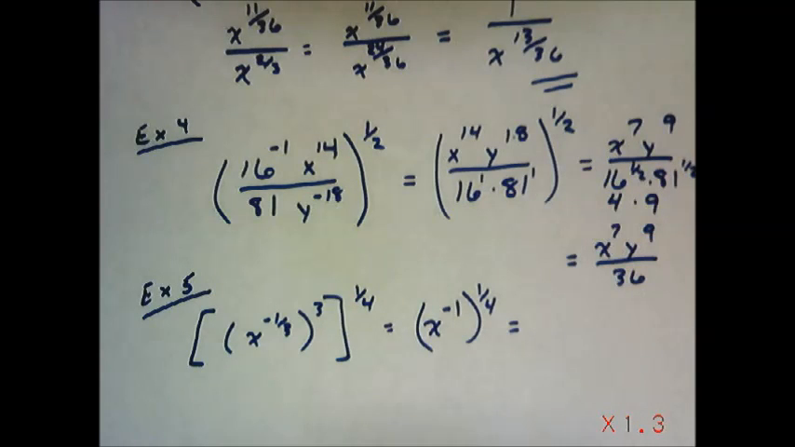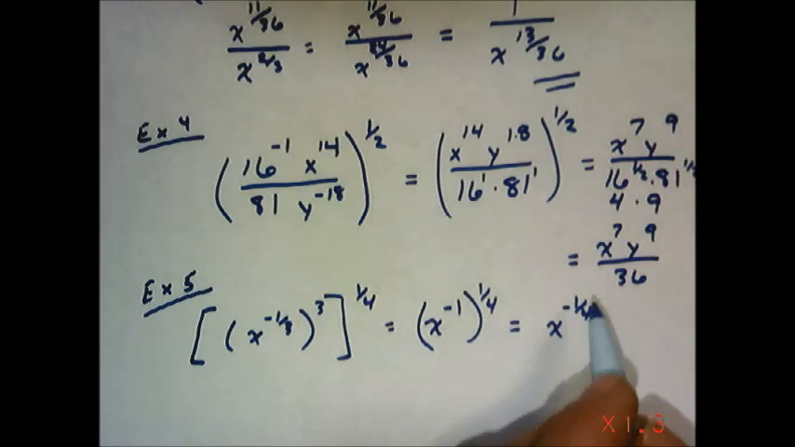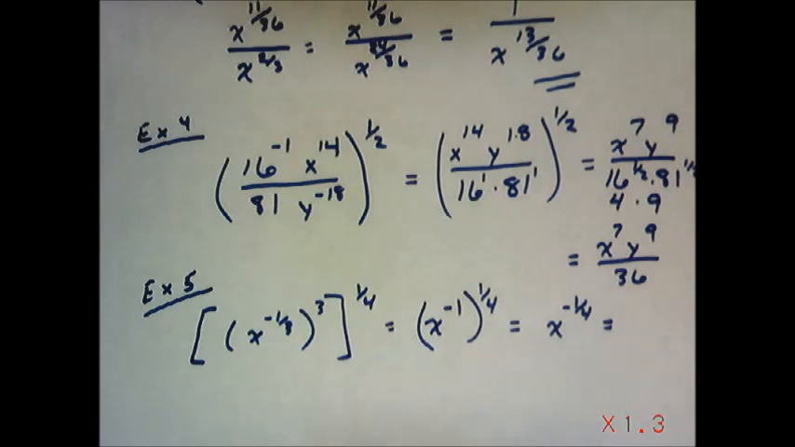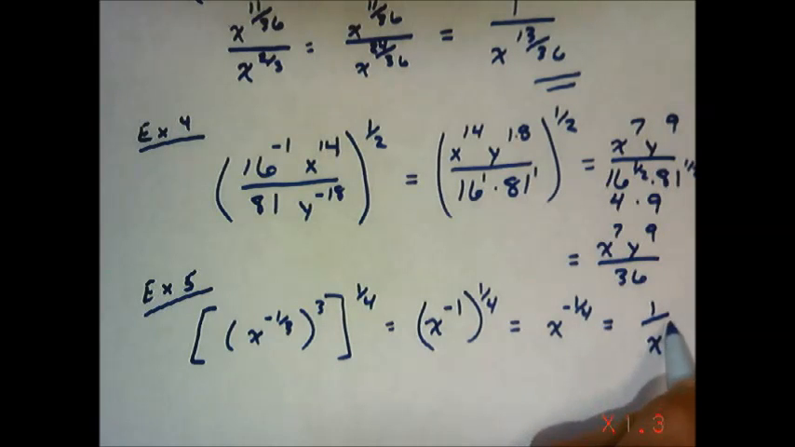Two things I can do from here. I can make this negative exponent positive by making it 1 over x, or I can go ahead and multiply these together. It doesn't really matter which one we choose to do first. So let's multiply them. Negative 1 times 1/4 gives us negative 1/4. We still have that negative exponent, so remove it to the bottom, and we end up with 1 over x to the 1/4.